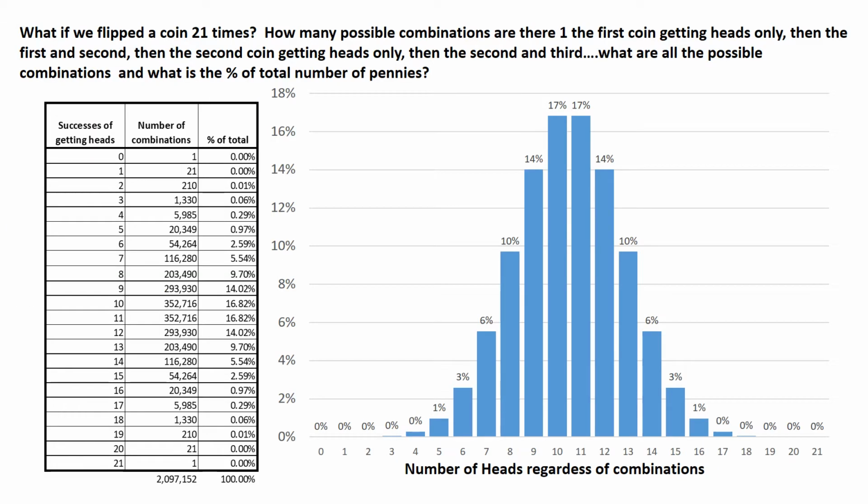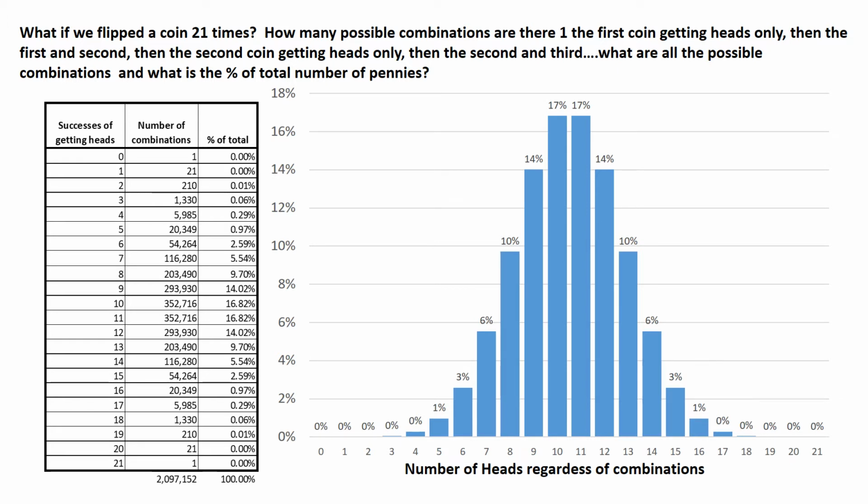And you can see this: the more data you have and the more combinations there are, the greater the bell curve where it starts showing a normal distribution. And this is where we arrive at this. Now, I could flip 21 different coins. Now, what are the possibilities? The first coin only getting heads, and there's only one.